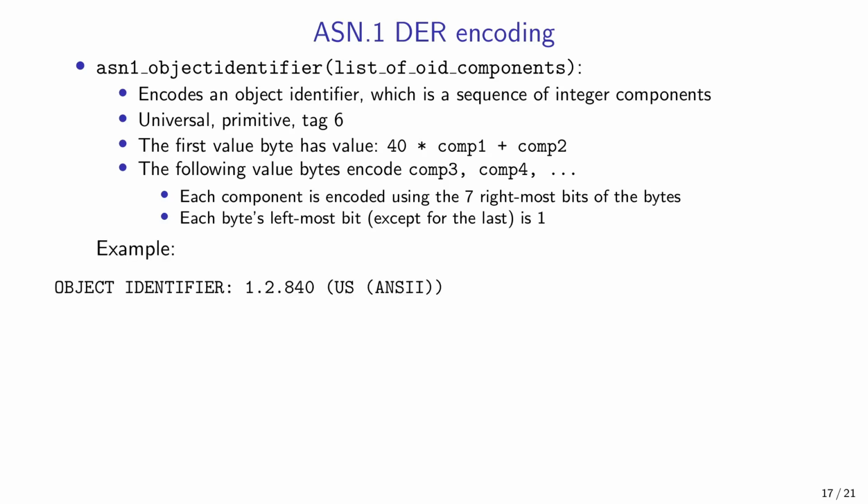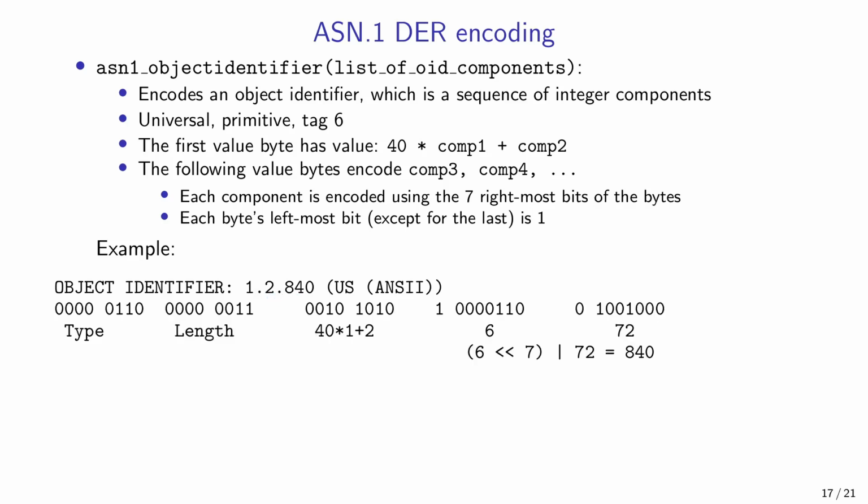Let's look at an example. Let's say you want to encode the object identifier with components 1, 2, and 840. This is how the DER encoding will look. The type byte encodes universal primitive tag 6. The length byte encodes number 3 because we need 3 bytes to encode the object identifier. The first 2 components go into this byte. The last component, 840, is encoded using 2 bytes here.